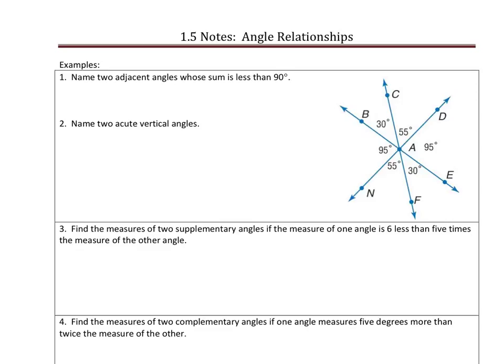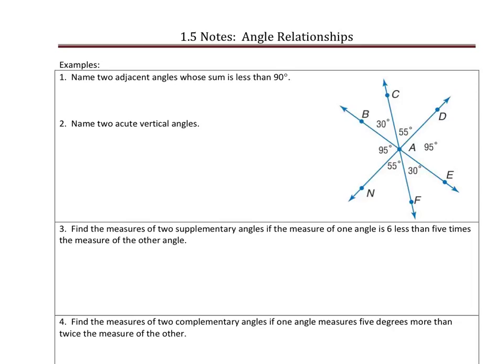Name 2 adjacent angles whose sum is less than 90. As we discussed, adjacent angles are side by side. They do not overlap, and those angles have a common side to them. There are only 2 answers to this question, and if you look over here on the angles, 55 plus 30 is 85. So those 2 angles are side by side. They are adjacent and they are less than 90, as well as these 2, which happen to be their verticals.